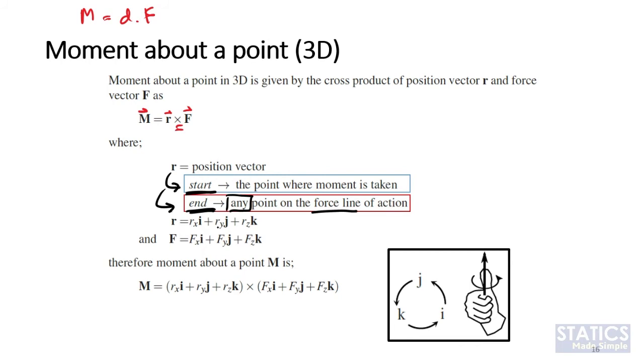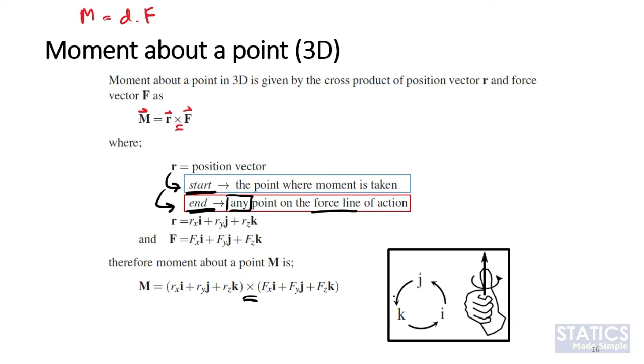So you have Rxi plus Ryj plus Rzk. And our force, of course, can be written in terms of Fxi plus Fyj plus Fzk. Okay. So our moment at any point will be equal to the position vector cross the force vector. And once we have a cross product here, we cannot run away from looking at what happens if we have i cross j, j cross k, k cross i, or i cross k, and so on.